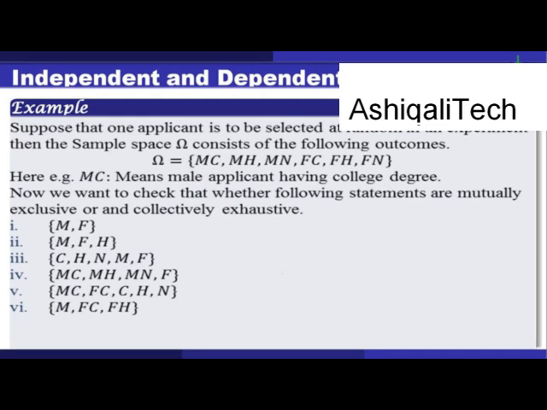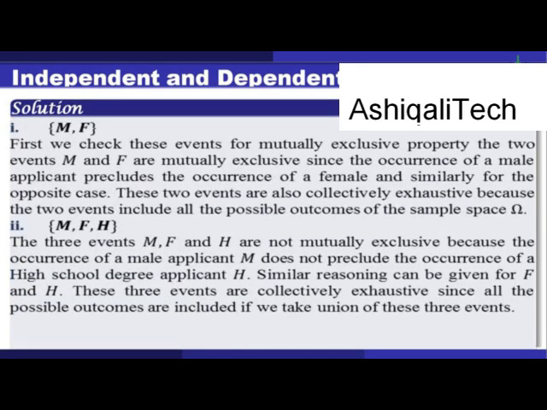Dear students, we have the following questions. Number 1, we have the set of male and female, and number 2, we have male, female and high school degree, and similarly we have the next 4 sets. Considering the first example where we have M and F, first we check these events for the mutually exclusive property. The two events M and F are mutually exclusive since the occurrence of a male applicant precludes the occurrence of a female, and similarly for the opposite case. So these two events are mutually exclusive.